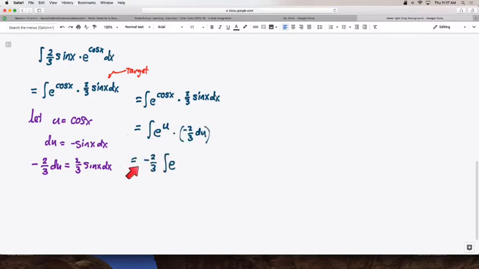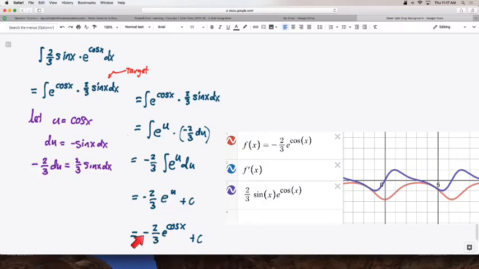Take out the constant, bring it in front so we don't have to clutter our work, and we have e to the u du. Once again, super easy derivative, or integral, both, and then we end up with negative 2/3 e to the cosine of x plus c.